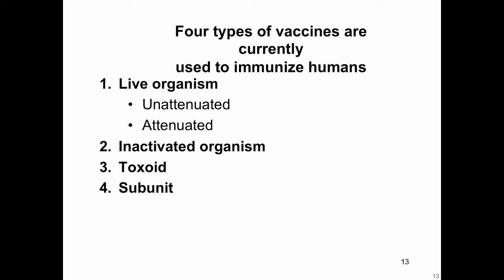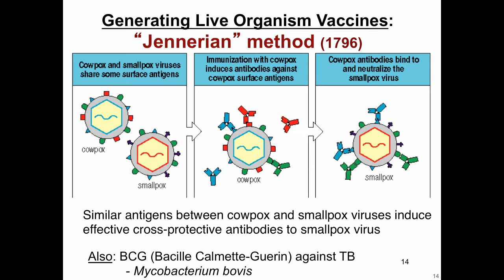Currently in use, there are really four main types of vaccines that are used in people. One is live organisms, and we're going to go through each one of these types in more detail. Two would be inactivated organisms. Three would be toxoid type vaccines, which are really closely related to subunit vaccines.